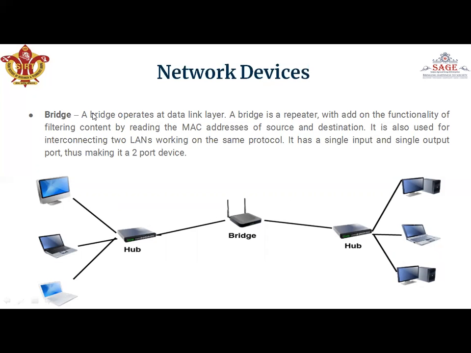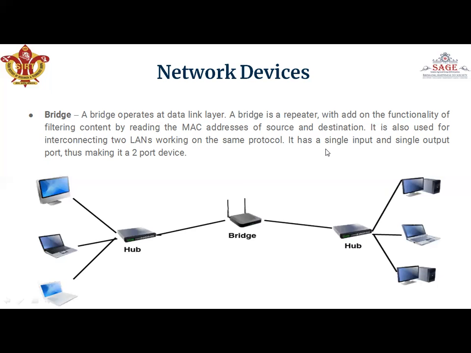We have to read the definition, that a bridge operates at the data link layer. A bridge is a repeater which adds on the functionality of filtering content by reading the MAC address of source and destination. Means a bridge has an advantage that it can work like a repeater, but the additional functionality is that it can filter the content by reading the MAC address of source and destination. It is also used for interconnecting two LANs on the same protocol. Means both these networks have the same protocols.